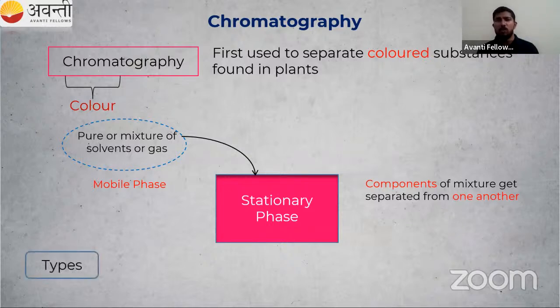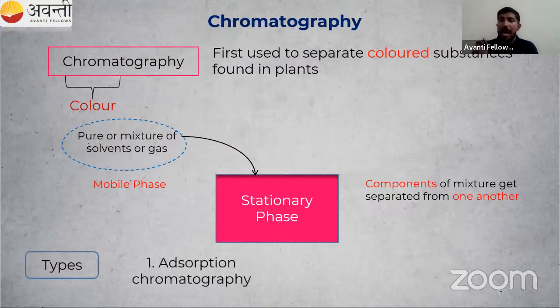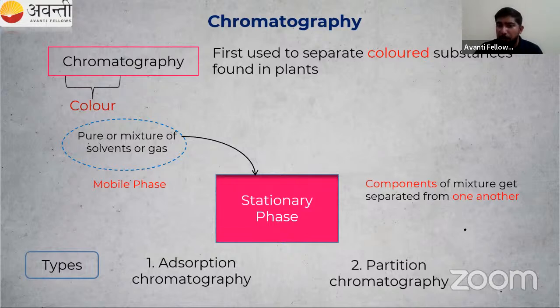There are different types of chromatography. The first one is adsorption chromatography. The second one is partition chromatography. AP, not Andhra Pradesh. So adsorption chromatography and partition chromatography are two different kinds of chromatography.